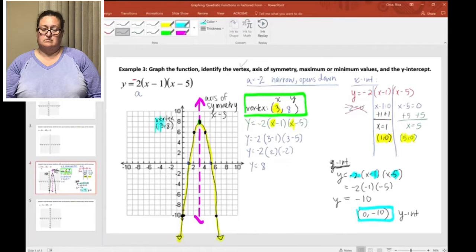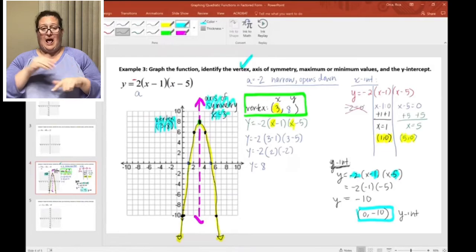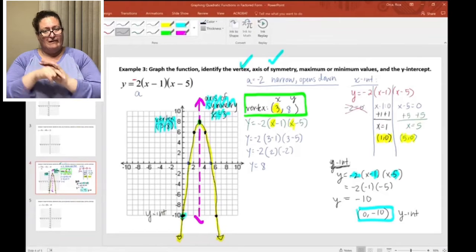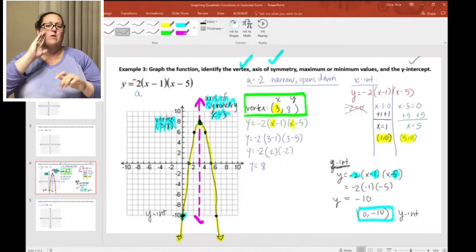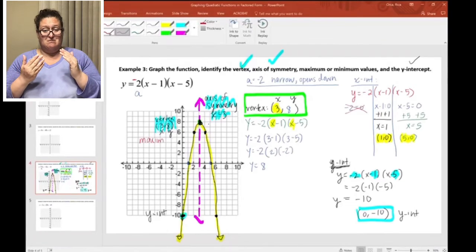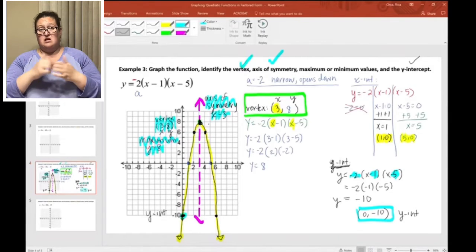We have the vertex, which is done, the axis of symmetry, which is at 3. We have our y-intercept, which is at -10. And the vertex is our highest point, so that's going to be a maximum. A maximum at y equals 8. Okay, so that's how you graph a function in factored form.